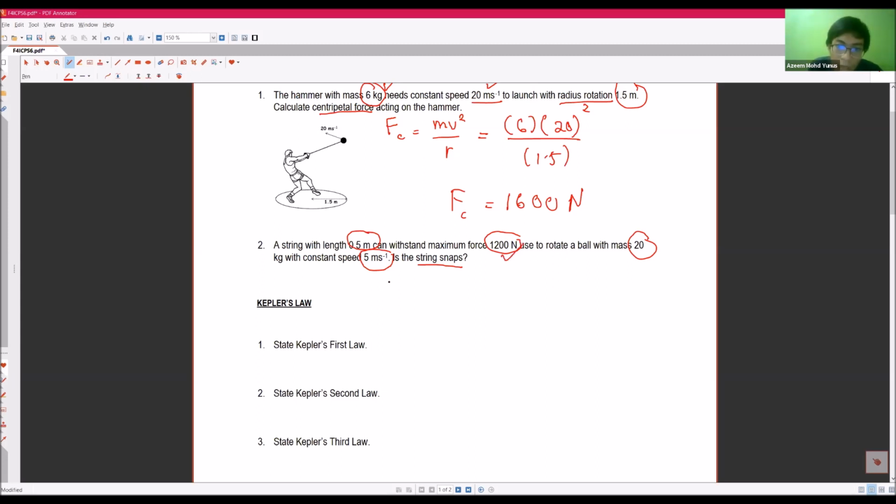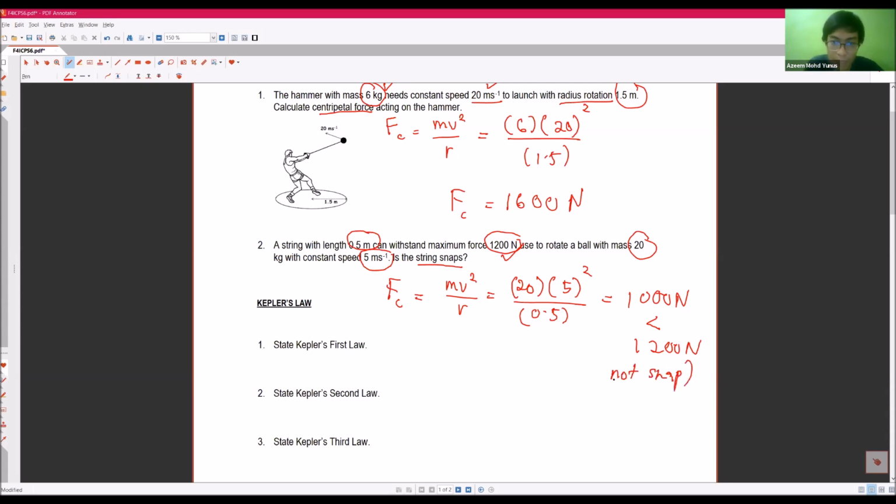So, same formula, mv squared over r. m is 20, v is 5 squared, r is 0.5. If we calculate that in the calculator, we get 1,000 Newton. Since 1,000 Newton is less than 1,200 Newton, the string does not snap. Not snap. Okay, safe. That's what I mean.